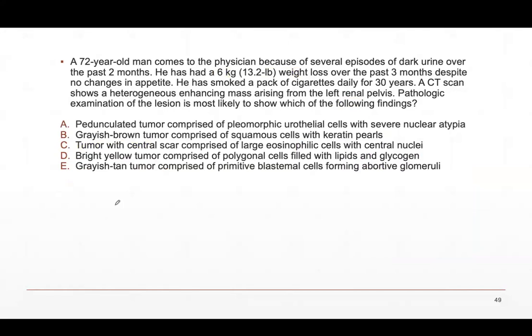Excellent. We're almost done. Okay, a 72-year-old man comes to the physician because of several episodes of dark urine over the past 2 months. He has had a 6 kilogram weight loss over the past 3 months, despite no changes in appetite, and he smoked a pack of cigarettes daily for 30 days. CT shows a heterogeneous enhancing mass arising from the left renal pelvis. So, which of these do you think would be the pathological finding in this patient?